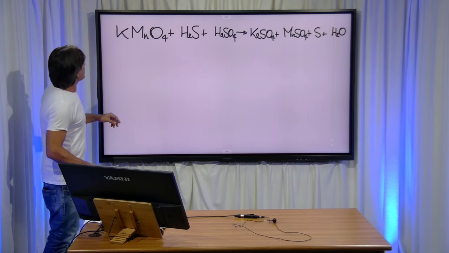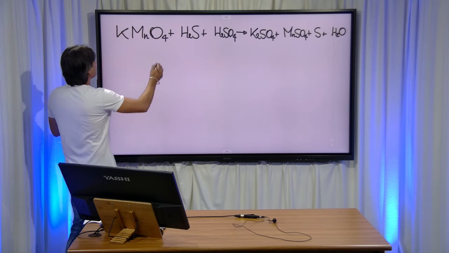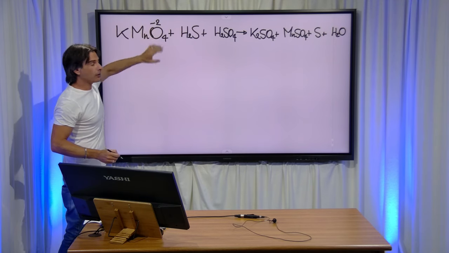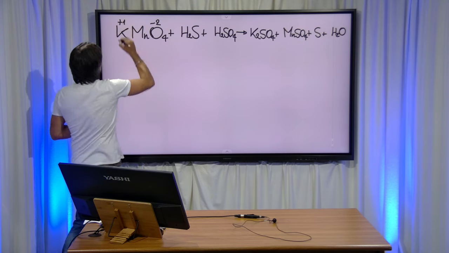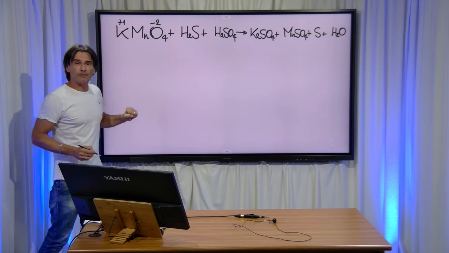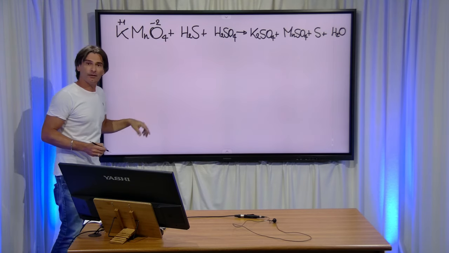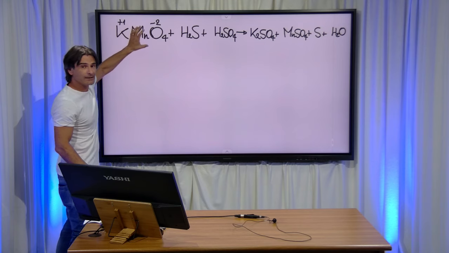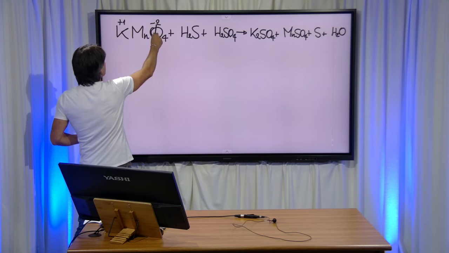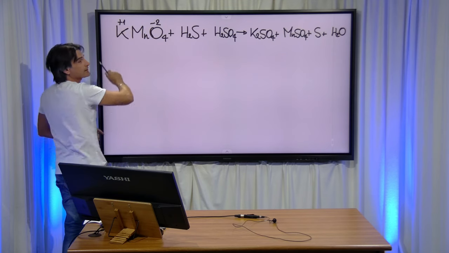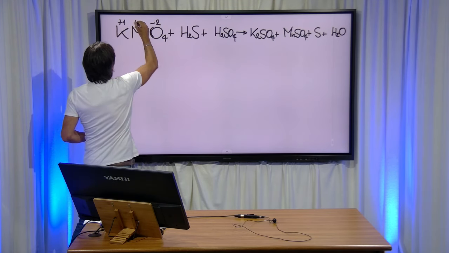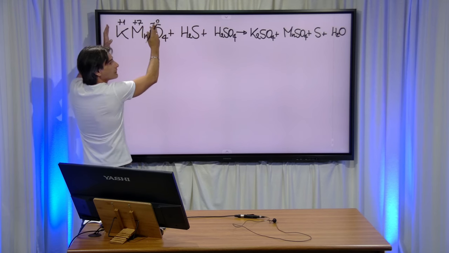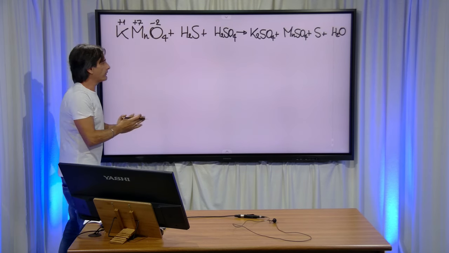Okay. Here we have a potassium permanganate, and I can write minus 2 on the oxygen as an oxidation number, and directly plus 1 for potassium, as we said previously. And I can calculate the oxidation number of the manganese. 4 multiplying minus 2, minus 8, plus 1. Here I have to put plus 7 to obtain an addition of these numbers equal to 0.